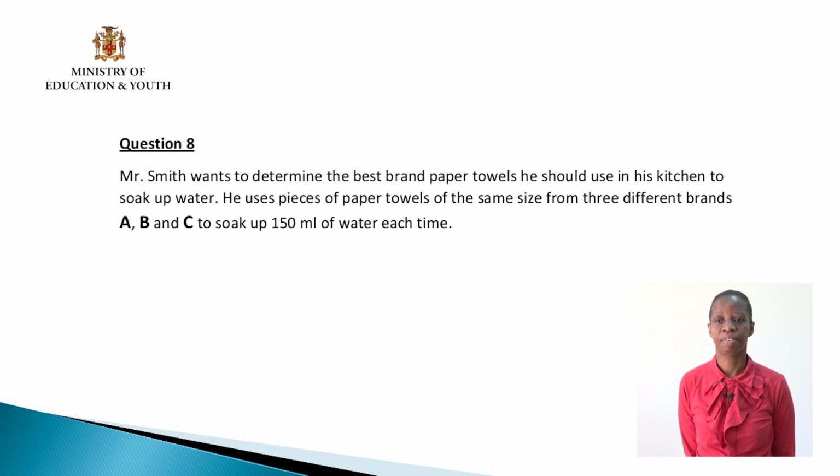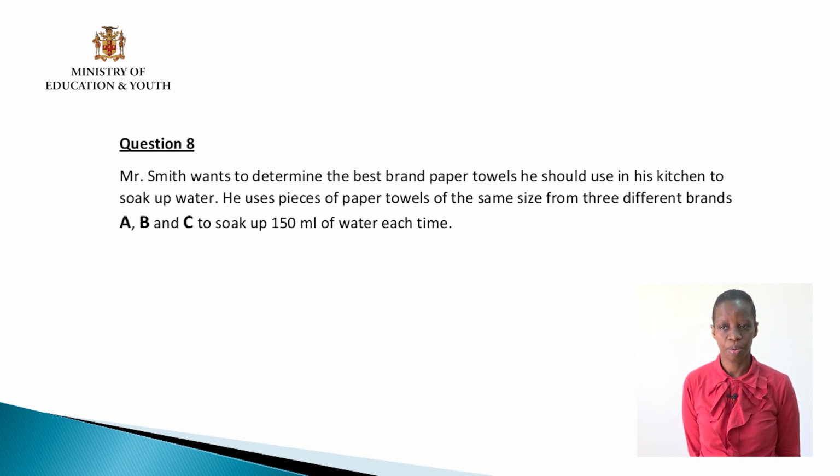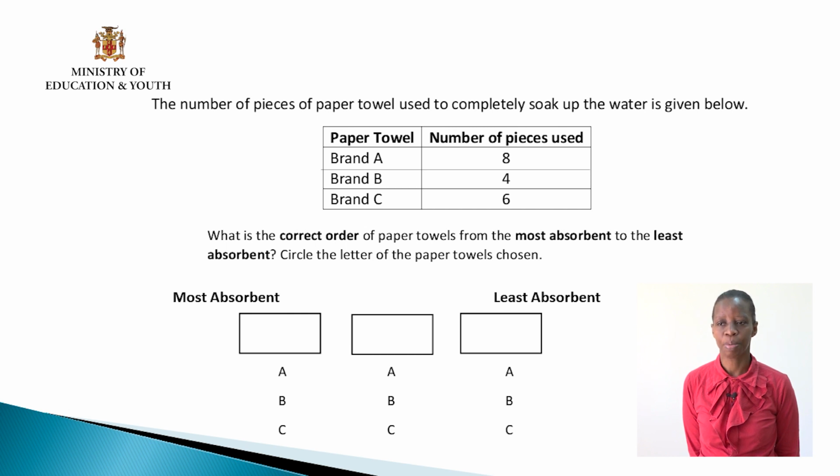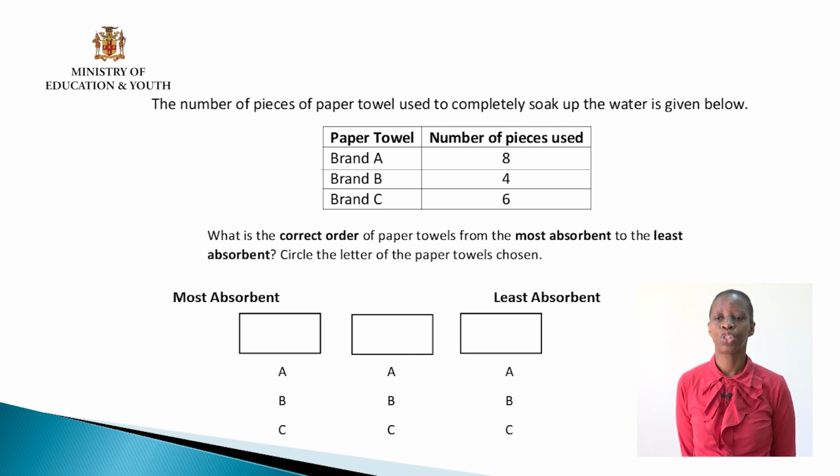Fair test. Very well. All right. So they're using the same amount of water, 150 mils, yes? But they're only changing the brands of paper towels. So we're using 3 different brands. And so we're told that the number of pieces of paper towel used to soak up the water is given in the table. So look closely at the table.